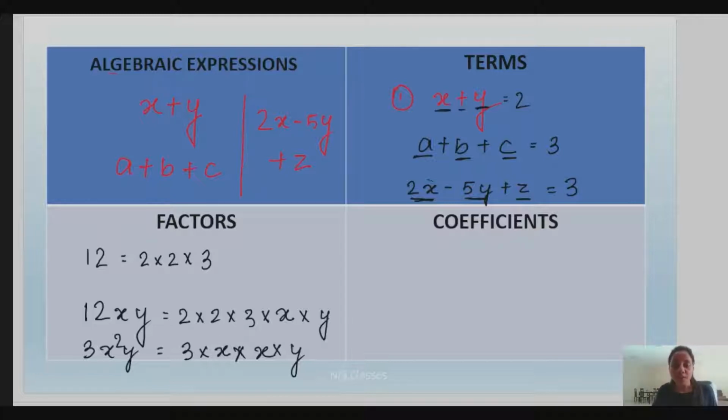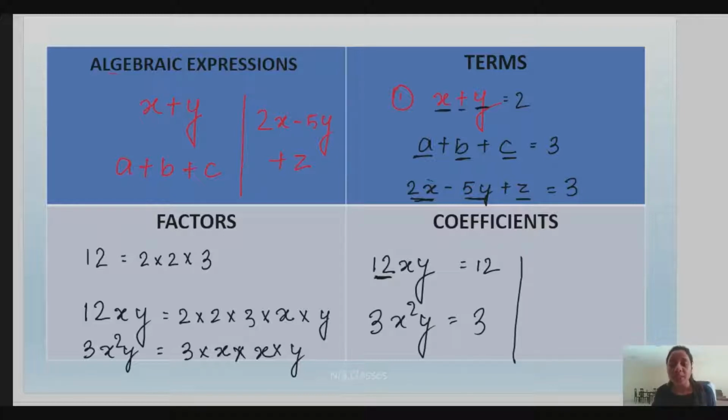Now coefficient. What is coefficient? Suppose I am taking this 12xy. So here coefficient of xy will be 12. The number or the constant sitting in front of the variable, that is called coefficient. So here in front of variables x and y, what is the number we are having? That is 12. So 12 is the coefficient. If I am writing 3x square y, the next one, here the coefficient is 3.